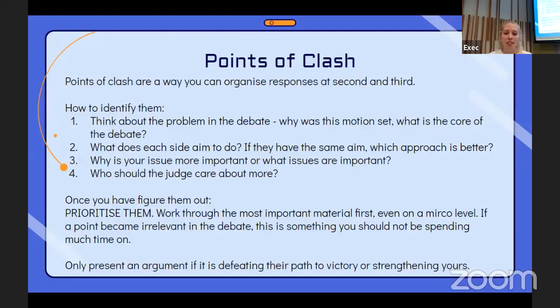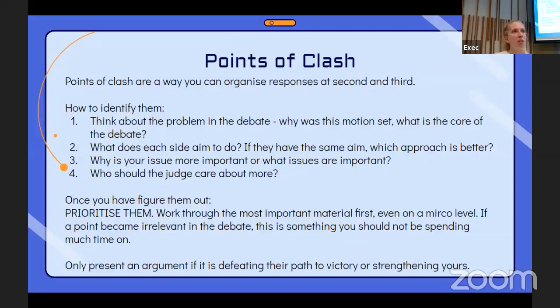So how you identify them is, firstly, think about the problem in the debate. I talked about that earlier. Why was this motion set? What's the core of the debate? You're trying to solve that problem. So each of your points of clash should in some way work to solve that problem.